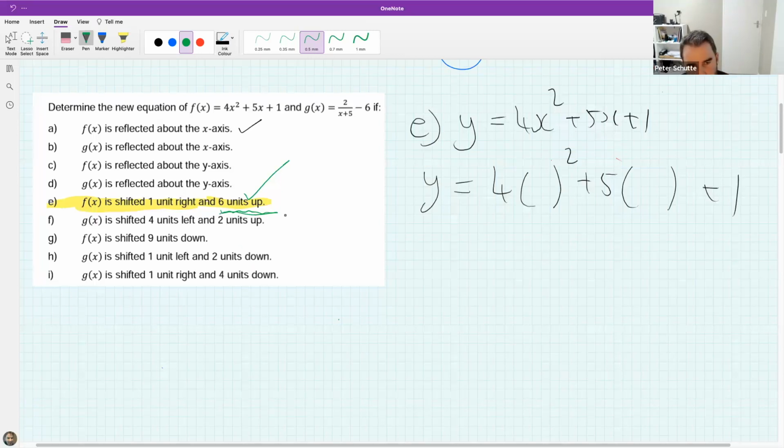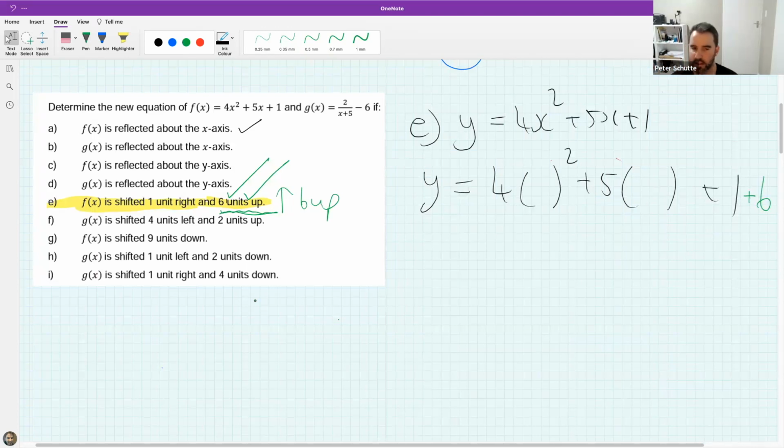So if I want to move the graph 6 units up, how would I do that in algebra referring to this bit here? I think I should just add a plus 6. And that will take care of that. Give me a thumbs up if that makes sense to you. That's moving it 6 units up should just be a plus 6. Okay.